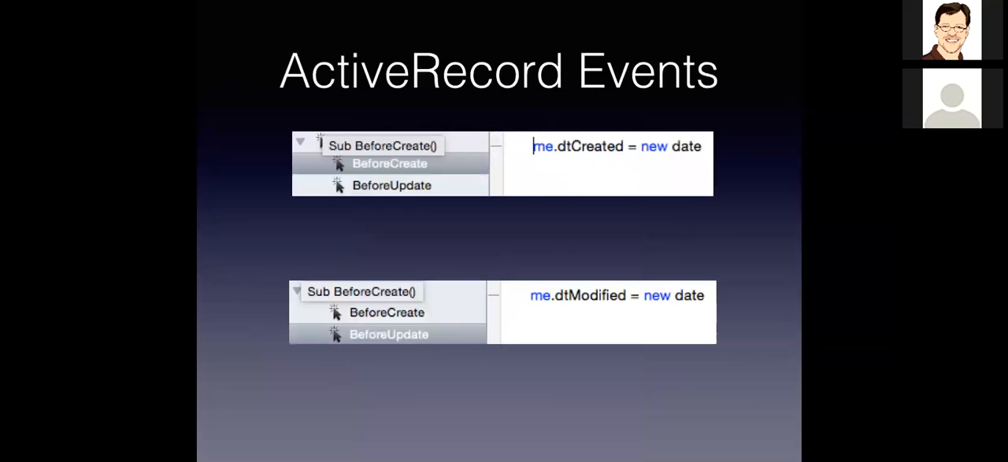We'll talk a little bit about the events here. We've got the before create event and the before update event. For the before create event, we're just saying me.dt_created. Remember, that was a field in the table that was mirrored on the class. We just say new date. We've got a before update, and we've got me.dt_modified is equal to new date. That's all it takes to do a created and modified date on this record.